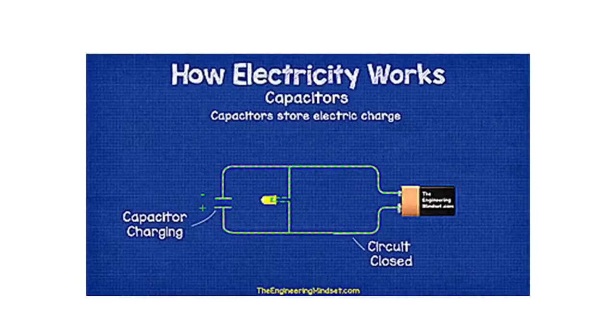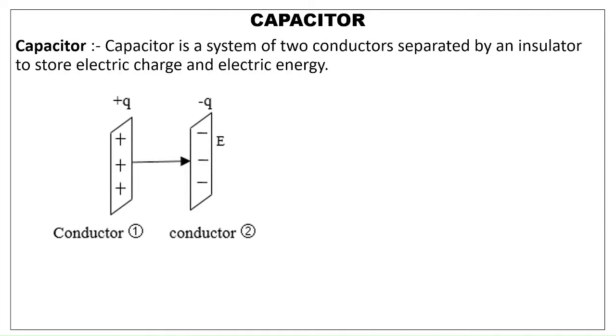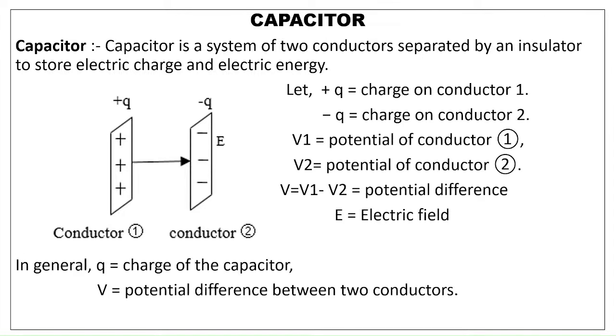Here ends the electrostatic potential part. Next starts with capacitors. Capacitor. A capacitor is a system of two conductors separated by an insulator to store electric charge and electric energy. Let's understand with a diagram. A capacitor consists of two conductors having charges plus Q and minus Q, and potentials V1 and V2 as shown in the figure.